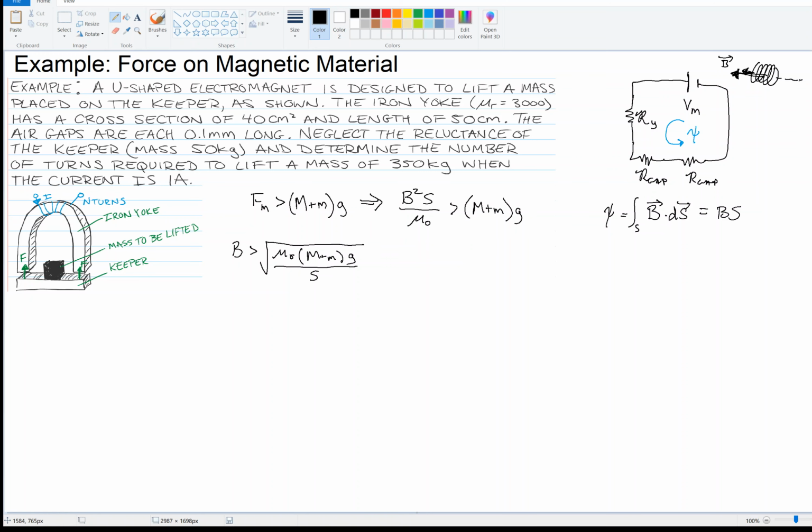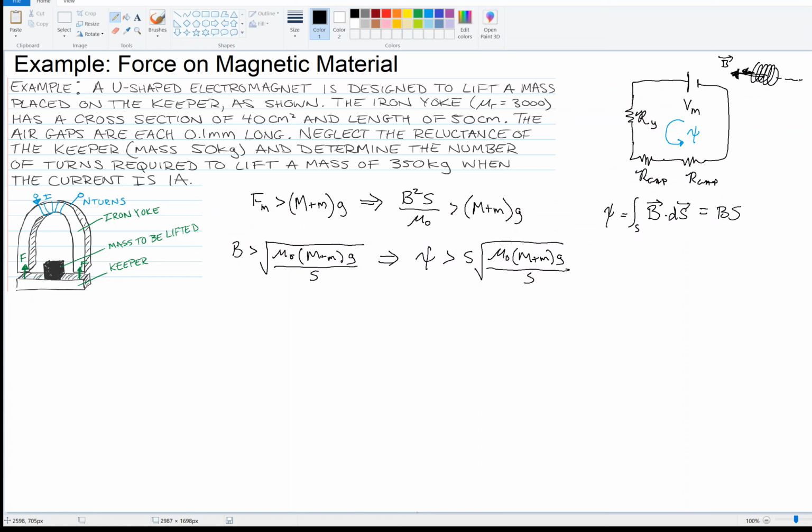And so I can relate this to flux, and I can say that the flux then must be greater than, because B is the flux divided by S, so the flux has to be greater than S times the square root of all that stuff.